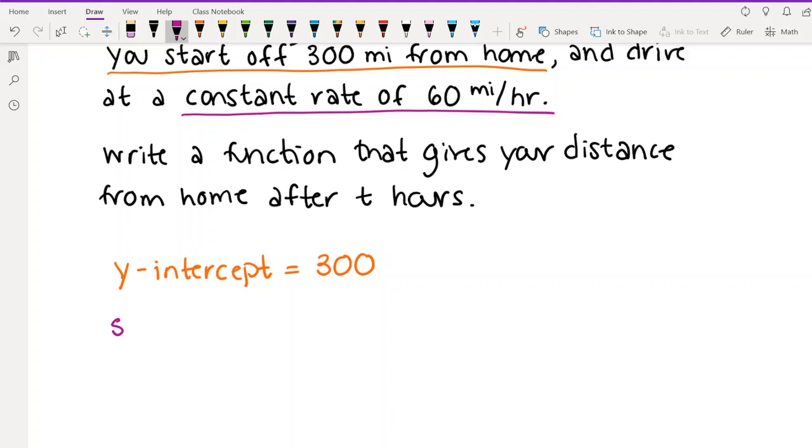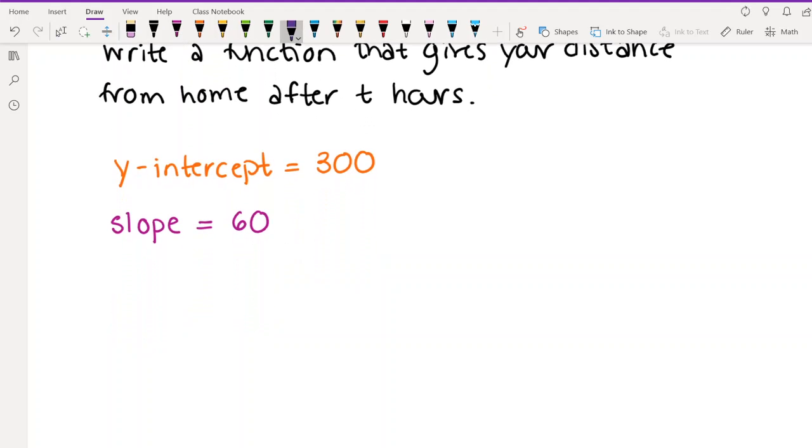Now, what is the slope going to be? So this I think is a little tricky, and I'm actually going to do this incorrectly first and then show you why it's incorrect. So you might guess that the slope is 60, right? That seems reasonable. We said that the rate is supposed to tell us the slope, so the slope seems like it should be 60. And so that would give us a function of, let's call it d of t because we're talking about distances. d of t is equal to 60t plus 300.